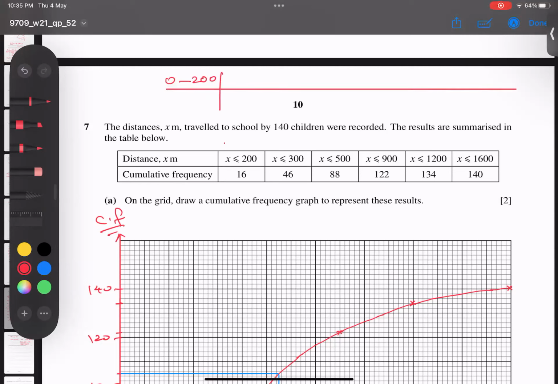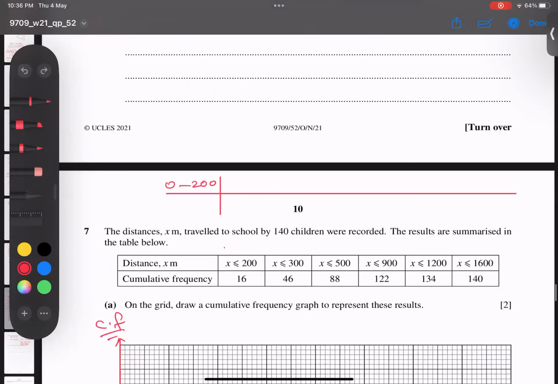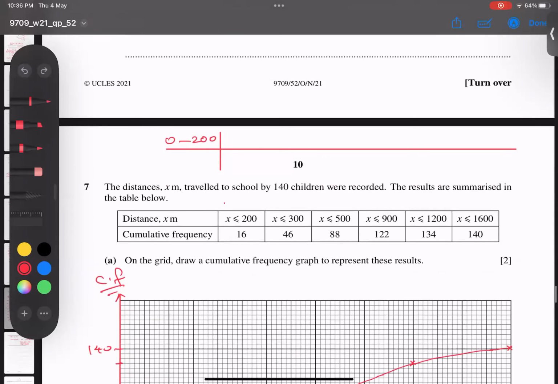So what is a frequency, students? 646 minus 16, how come? I want to know how much is coming here. Okay, 0 to 200. Sorry, first frequency is 16. There's no change here. Second frequency, 200 to 300. Then I have to subtract this and this, so it is coming 30.